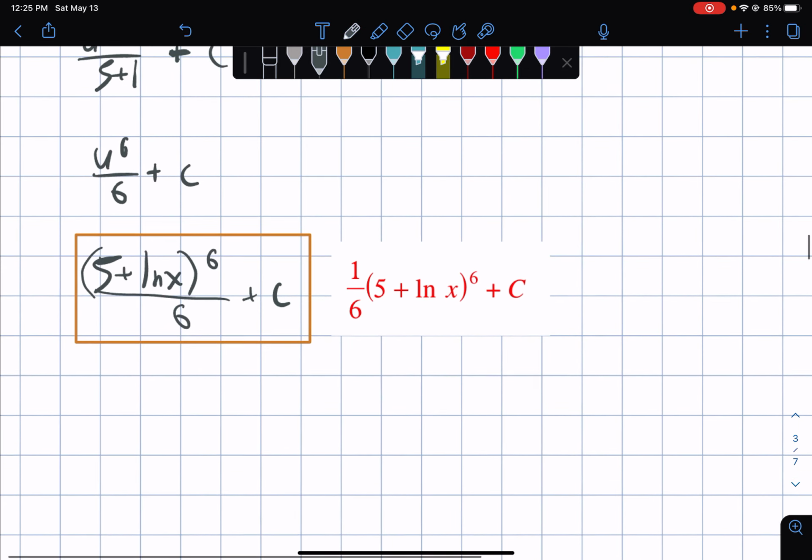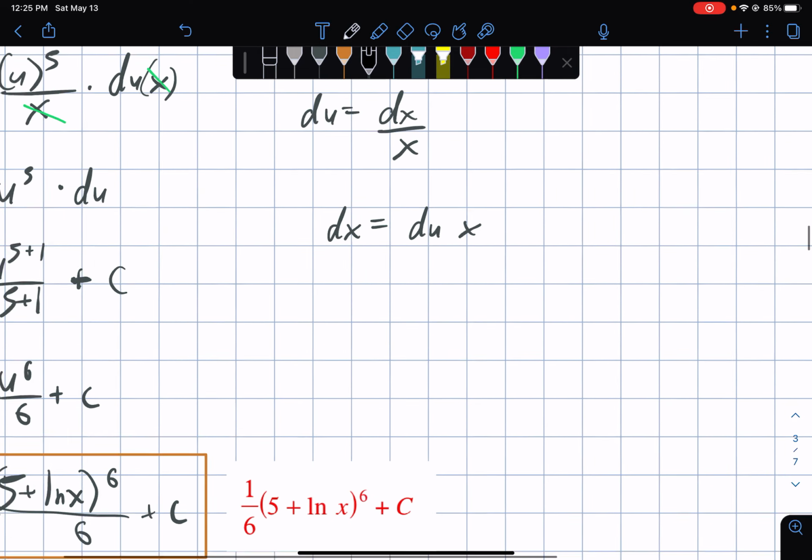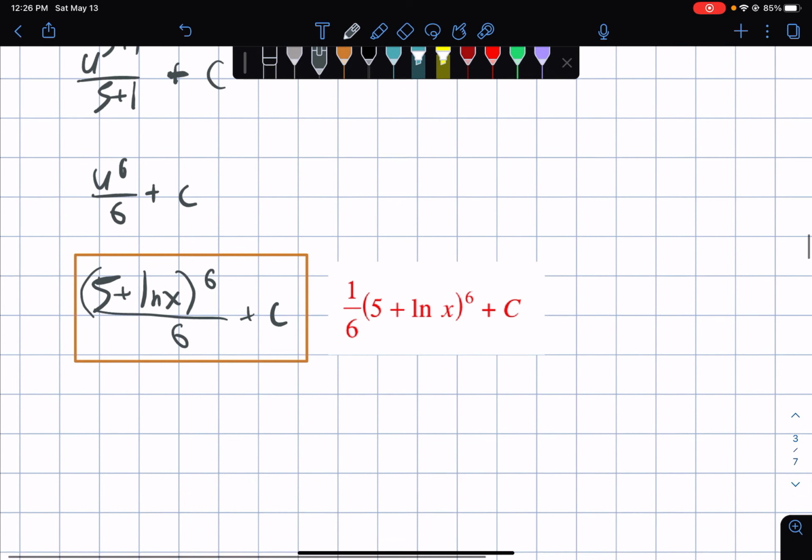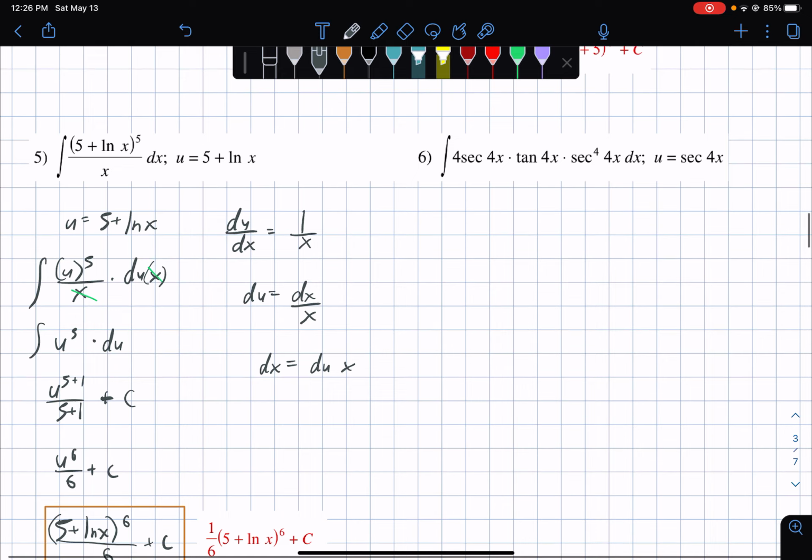Nice one. I'm really glad I still memorized the fact that the derivative of ln of x is 1 over x. That's one thing you need to know. 5 plus ln x raised to 6. Yeah, it's correct. Okay, let's go with number 6.